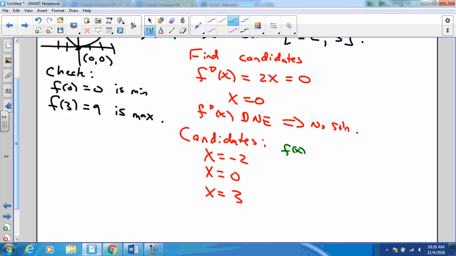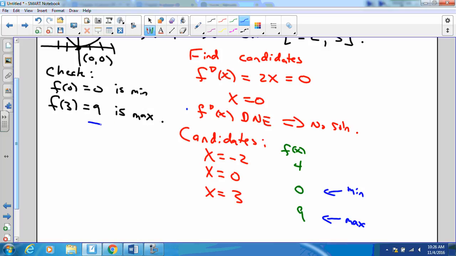Now we can evaluate f at each one of these candidates: 4, 0, 9. The largest one is the max, and the smallest one is the min. Yeah, we did do this last year. We're going to do it pretty much the same way. We're going to be a little bit more careful about this part right here.